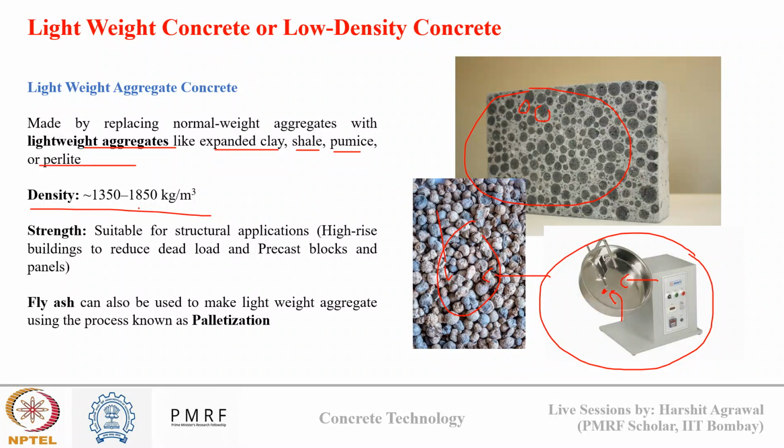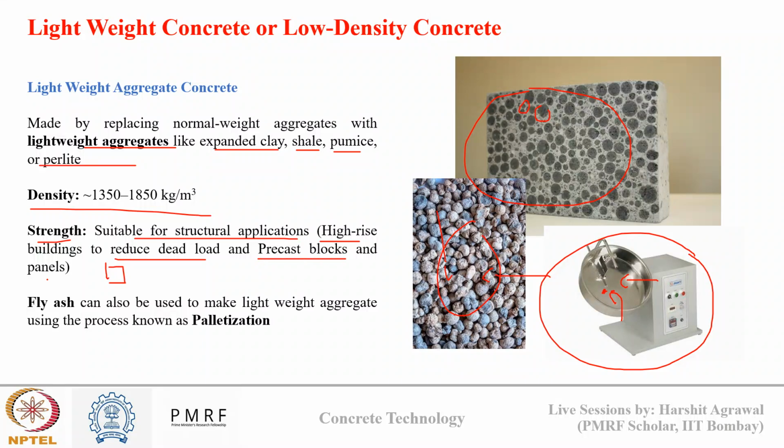Okay, 1350 to 1850 kg per meter cube. They have low strength, but it is suitable for certain structural applications. Maybe in a high rise building, at top floor levels, to reduce the dead weight of the structure, we use lightweight aggregate.